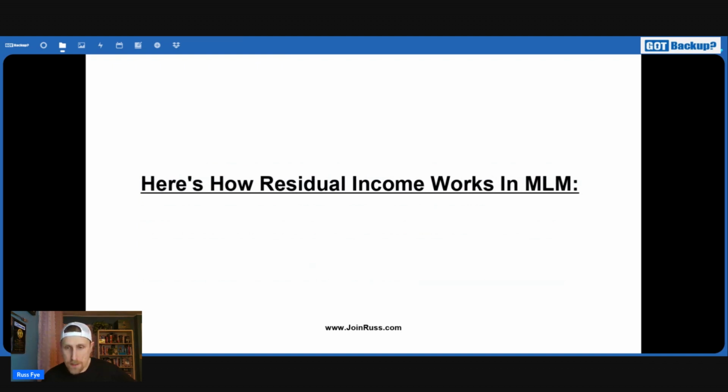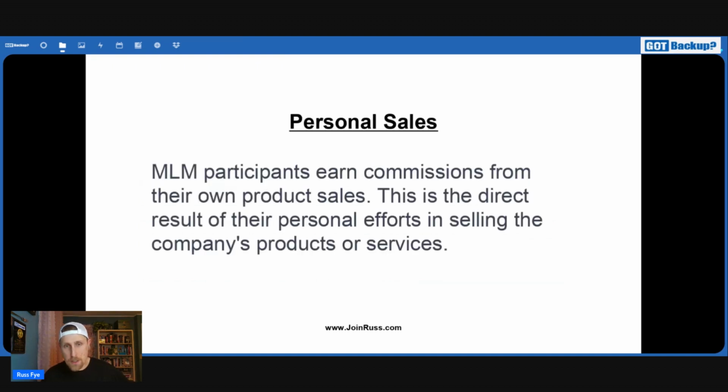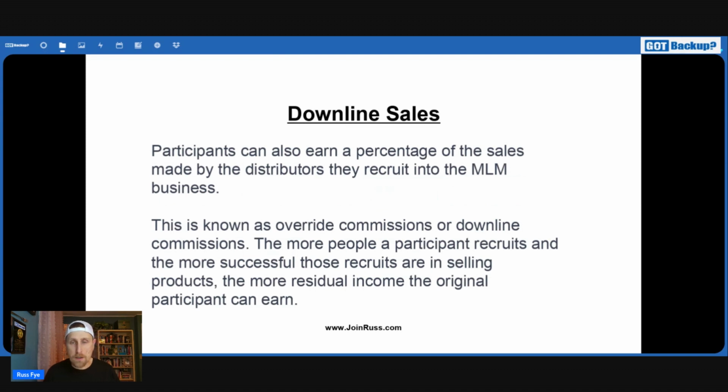So here's how residual income works in MLM. You have personal sales. MLM participants earn commissions from their own product sales. This is the direct result of their personal efforts in selling the company's products or services. You have downline sales. Participants can also earn a percentage of the sales made by the distributors they recruit into the MLM business. This is known as override commissions or downline commissions. The more people a participant recruits and the more successful those recruits are in selling products, the more residual income the original participant can earn.